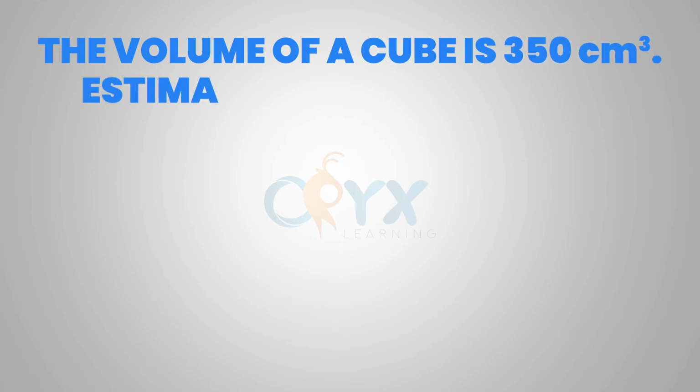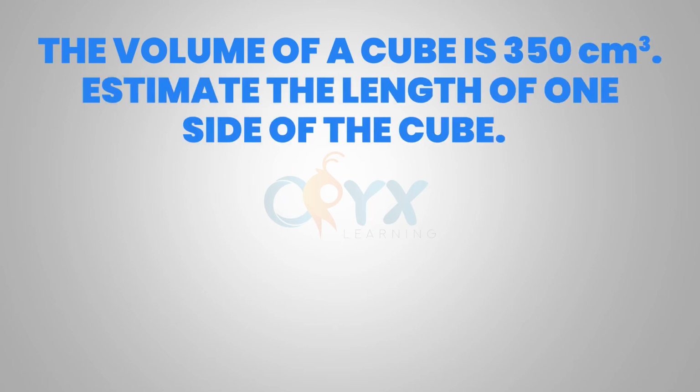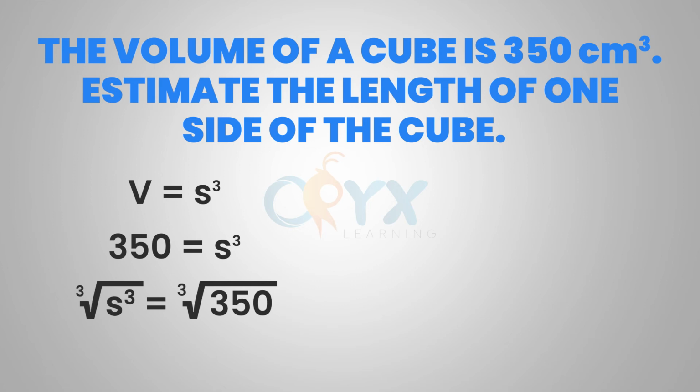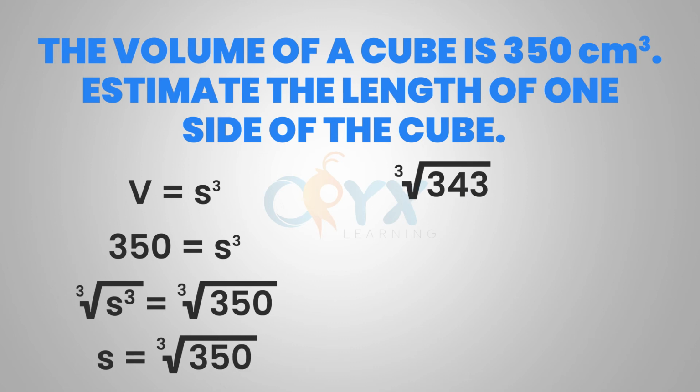The volume of a cube is 350 centimeters cubed. Estimate the length of one side of the cube. So first we need to set up an equation. Our equation for volume of a cube is V equals s to the third. Next we need to substitute in the values given. 350 centimeters cubed was known to be the volume. Now we have to isolate the variable by taking the cube root of each side. The reason we take the cube root is because the cube root and a cube are inverse operations and they will undo one another. So the cube root of s to the third is just s, and the cube root of 350 we need to estimate.